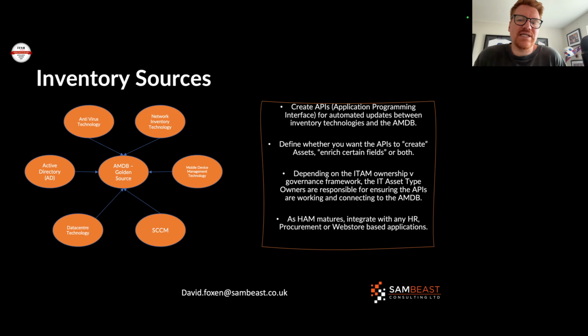It's a process in itself, and we do actually have a template process that I can show you in a second. So first things first, to make this a lot easier on yourself, is to create APIs. So these are application programming interfaces, and these are for automated updates between inventory technologies and the asset management database. For example, you could have an API with SCCM and your AMDB in ServiceNow. So the SCCM is the primary inventory tool, and it'll update based on that unique identifier of a serial number. It'll update the asset and CI in the AMDB once a day or once every few hours, or whatever the parameters are that you've set.